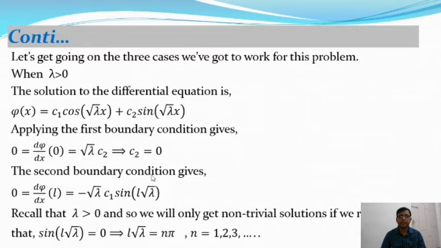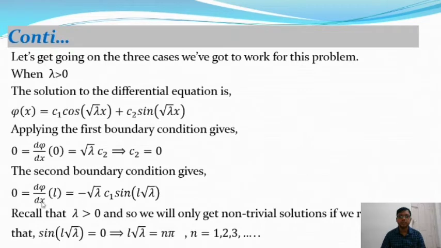In the second boundary condition, you know that d phi dx at x equal to L is also 0. Again we differentiate this equation with respect to x, and after putting x equal to L, we get minus root lambda c1 sin L root lambda. Recall that lambda is greater than 0, and we get a non-trivial solution only if sin L root lambda is equal to 0.